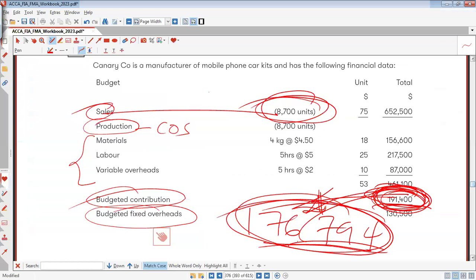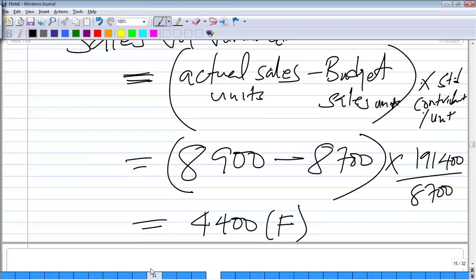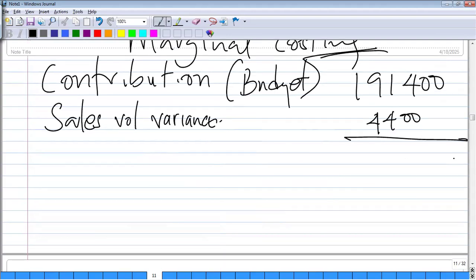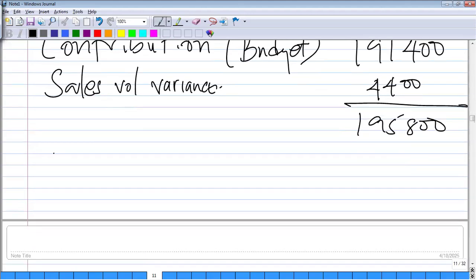Okay, so we come here and adjust. 400 favorable. So I won't keep favorables as positives. So our flexed contribution is how much now, when you add the 400? $195,800.